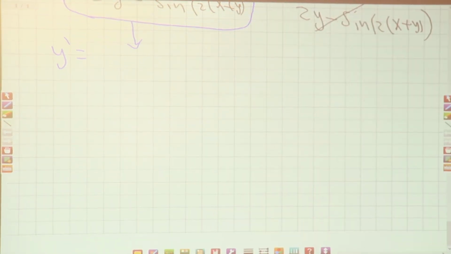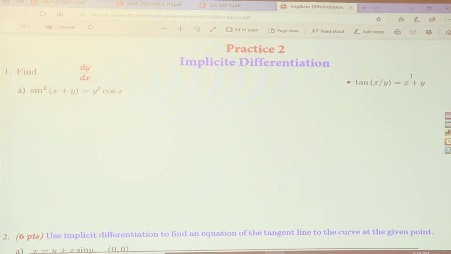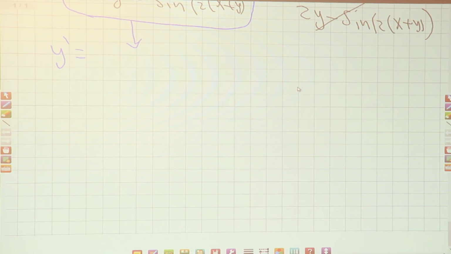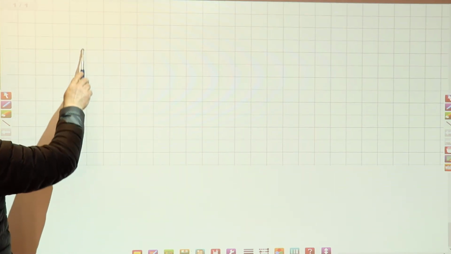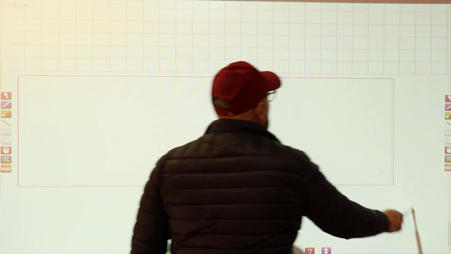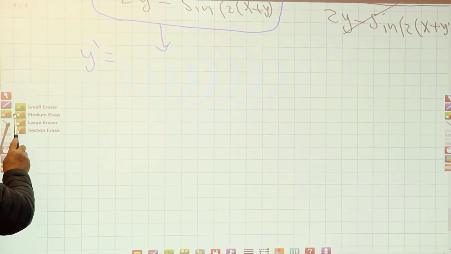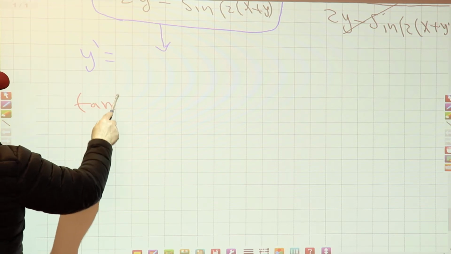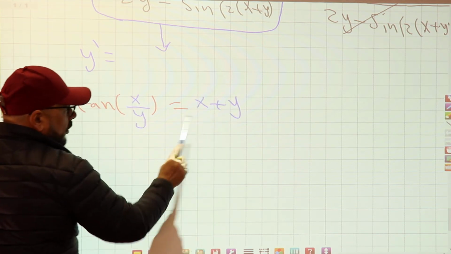What is our next problem? Tan of x over y equals x plus y. This side, it's easy to derive.